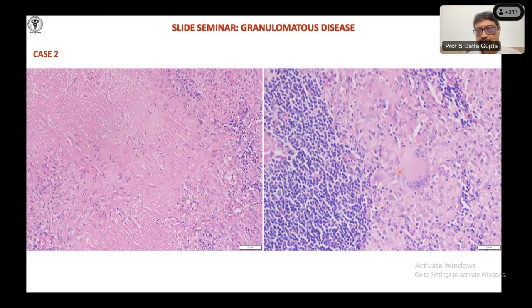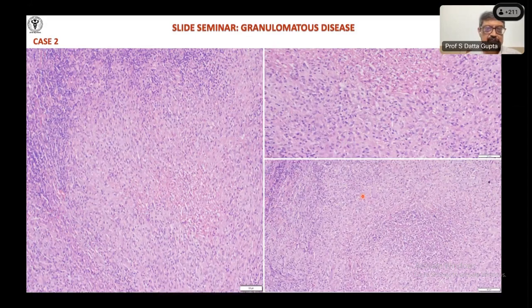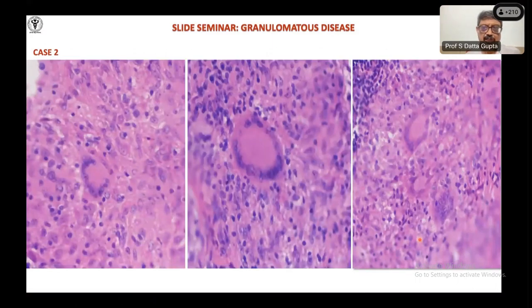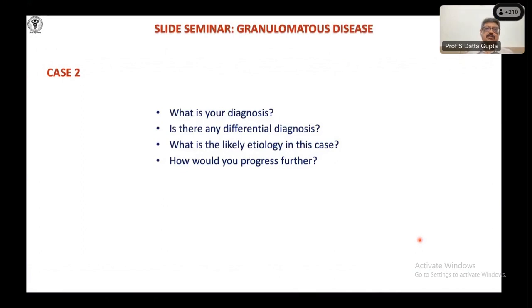What is this cell? This is a typical Langhans cell, okay? And what are you finding here? This is also granulomas, but it's looking slightly bluish because there may be some granulomas. And this is the same thing going on. Okay. So what is your diagnosis most likely? Tuberculous lymphadenitis. Any differential?